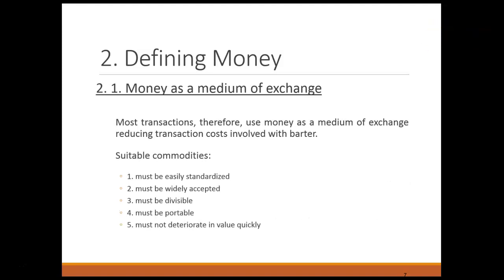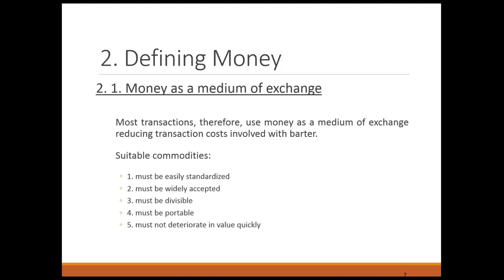Since barter is such a hassle, most economic transactions are thus indirect, using a common exchange good, which is by definition money. It's the medium of exchange. Reducing transaction cost is the most significant benefit of money, and a good that is a suitable type of money needs to have certain qualities to be functional.